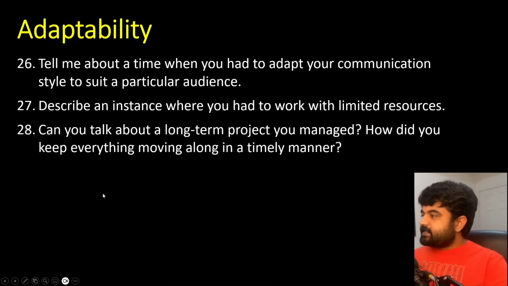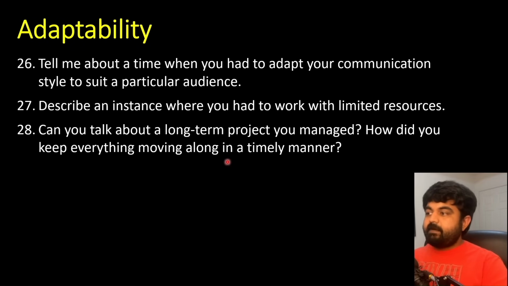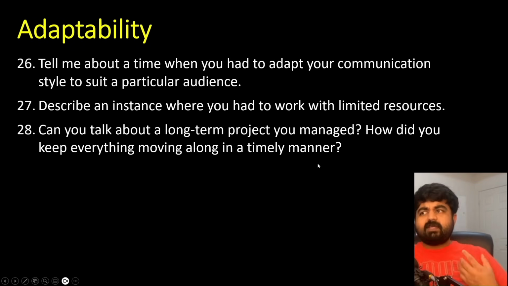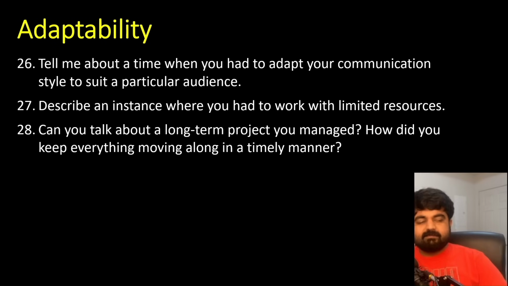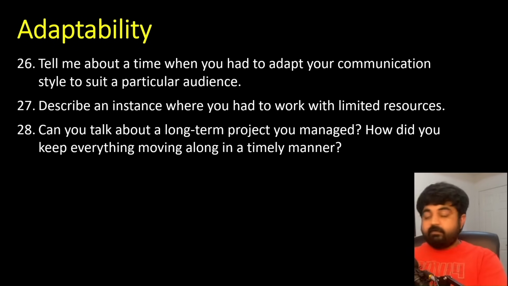Okay, next one is, can you talk about a long-term project that you managed? How did you keep everything moving along in a timely manner? So I think I just spoke about this like 5 minutes back. For this, you need to ensure that every few weeks you are keeping track of what your expected timelines were, what your current timelines are, and how close you are to the expectation. Are you running in the red, in the orange, in the green? Are you ahead of schedule, behind schedule, or way behind schedule?